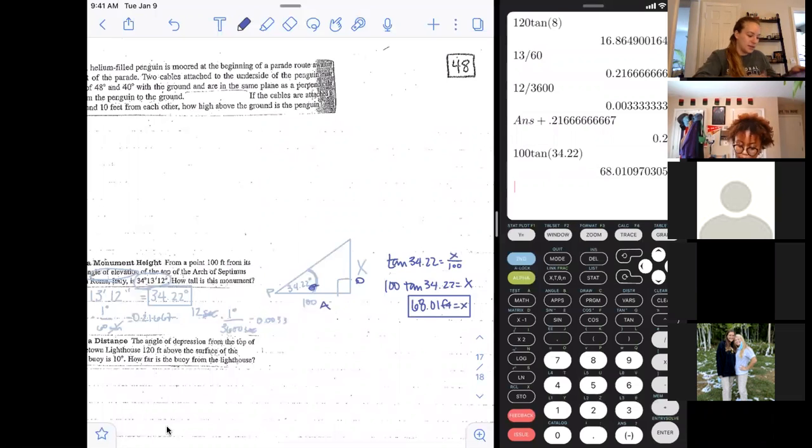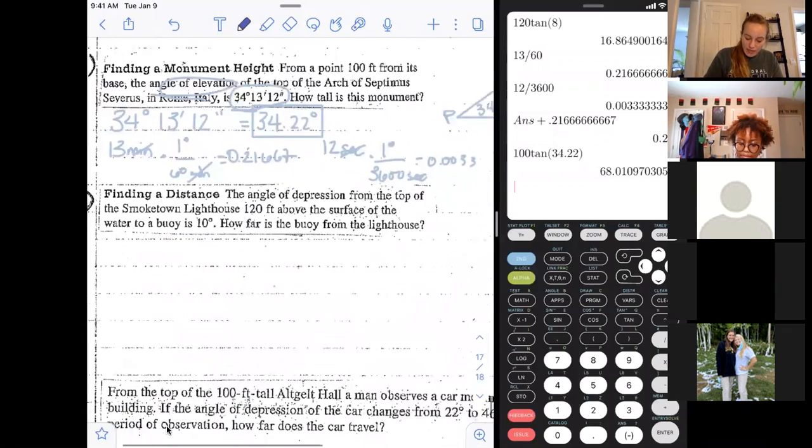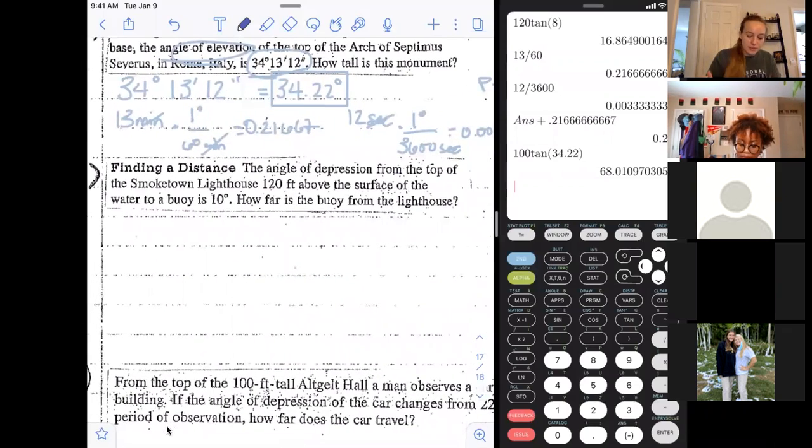All right, let's look at the next one. This one's actually an easier one than that one, so we'll just kind of skate through this one. The angle of depression from the top of the Smoketown Lighthouse, which is 120 feet above the surface of the water, to a buoy is 10 degrees. How far is the buoy from the lighthouse?